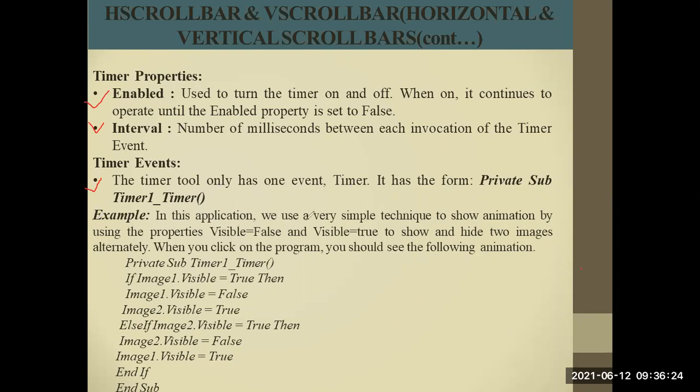So we use a very simple technology to show the animation by using the property. Visible equal to false and visible equal to true. Okay. The property is here. If the visible is true, it will be visible. If the visible is false, it will not be visible. Fine. To show and hide the two images alternately.